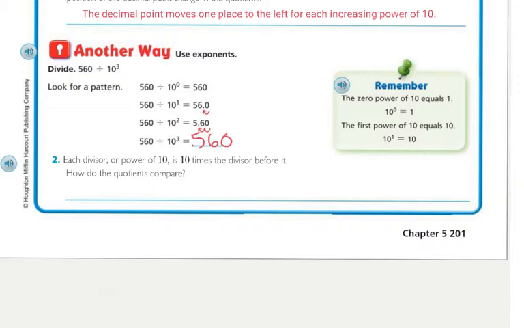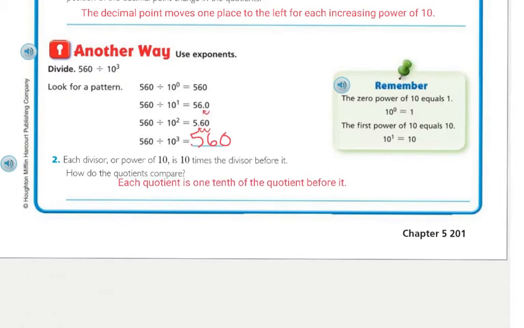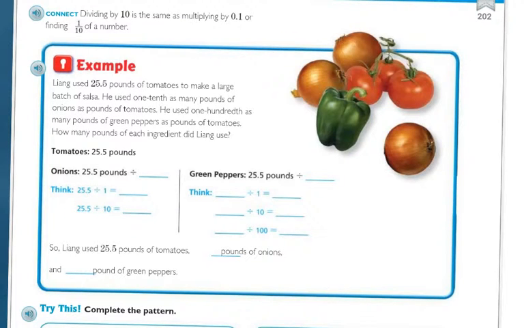How do the quotients compare? Each quotient is 1/10 of the quotient before it. So this quotient is 1/10 of this one, this quotient is 1/10 of this one, and this quotient is 1/10 of this one. Let's connect. Dividing by 10 is the same as multiplying by 1/10, or finding 1/10 of a number.